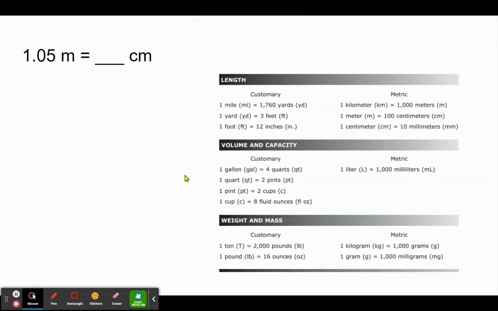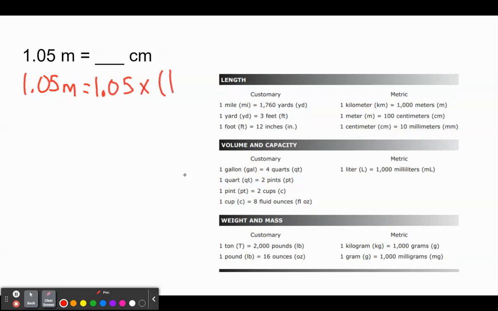So we want to convert 1.05 meters to centimeters. So I know in order to get to 1.05 meters, let me go ahead and draw that. 1.05 meters is equal to 1.05 times 1 meter. Okay, now we want to change this over to centimeters.